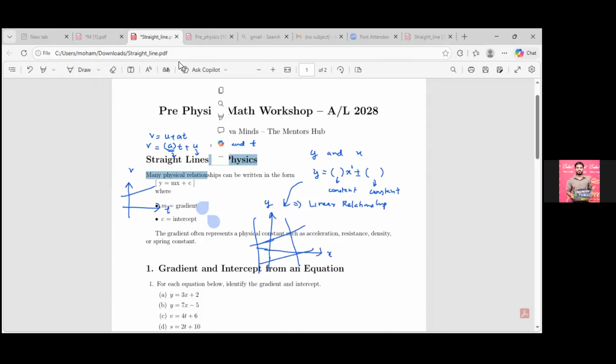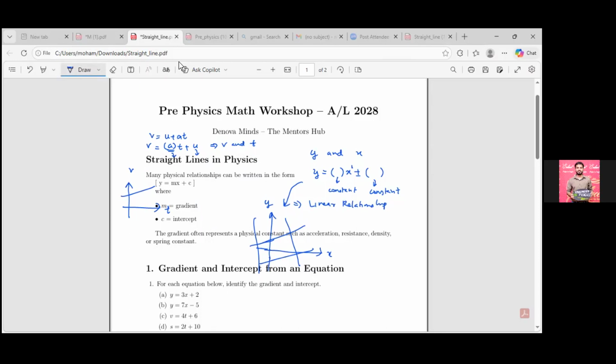Now let's say if you have a relationship like this, and as I said, we can draw a graph which will be a straight line. So in this relationship, as I said earlier, you have something and you multiply it with x, and you'll have another constant that gets added or subtracted. This quantity that gets multiplied is called the gradient. This quantity is the gradient. And the quantity that gets added or subtracted is called the intercept.